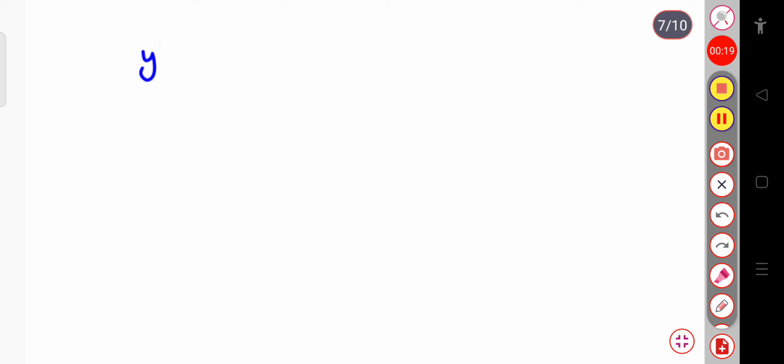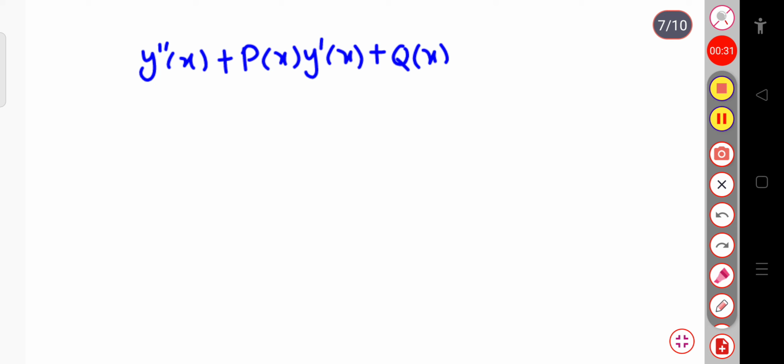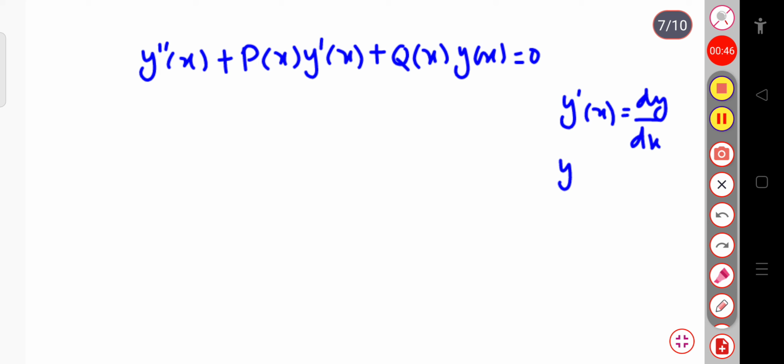If we write y double prime of x plus p of x into y prime of x plus q of x into y of x equal to 0. So here you can see this y is a function of x, and y prime of x means dy by dx, and y double prime of x means d square y by dx square.